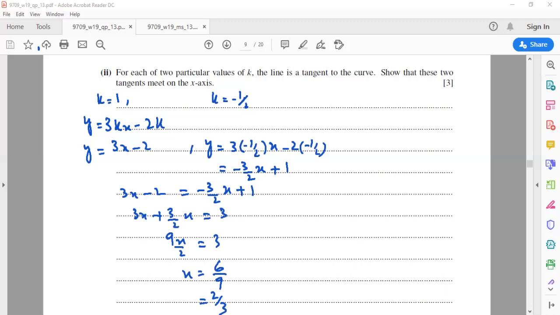If we get it equals to 0, it means it is crossing at x-axis. And obviously seen over here, this gives us 0. So they meet at x-axis because the value of y is 0 here. Let's go to the next part now.